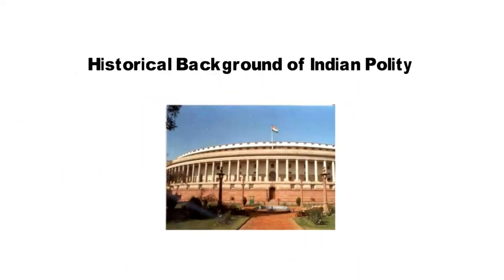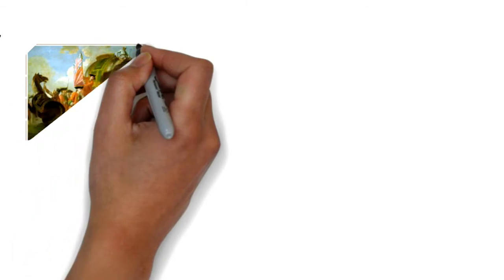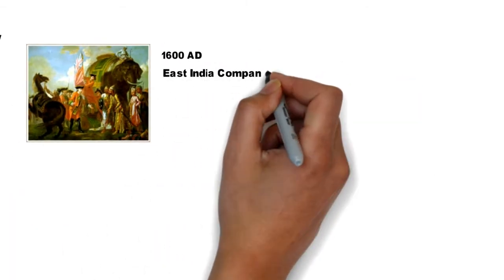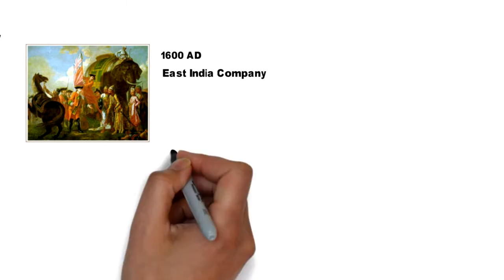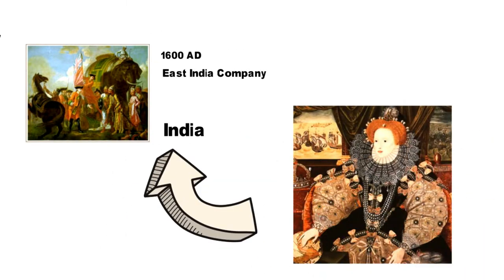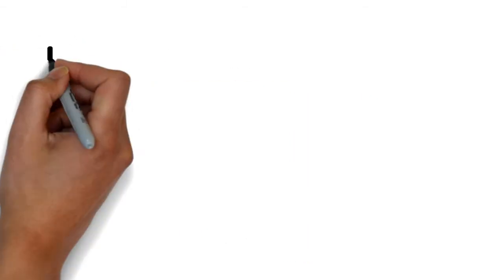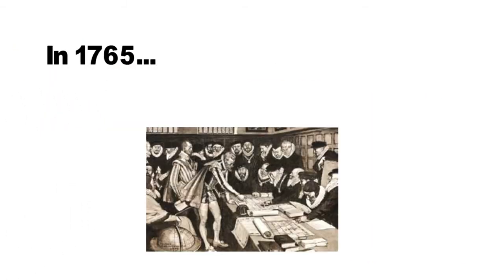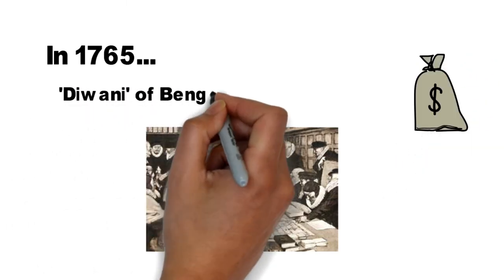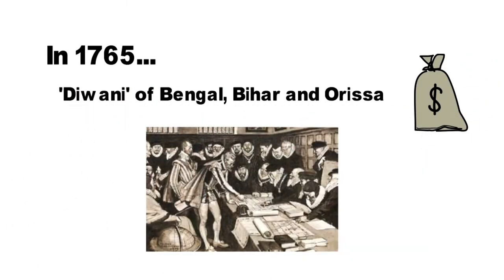Historical background of Indian polity. The British came to India in 1600 as traders in the form of the East India Company, which had the exclusive right of trading in India under the charter granted by Queen Elizabeth I. In 1765, the company, which till now had purely trading functions, obtained the Diwani of Bengal, Bihar and Orissa.